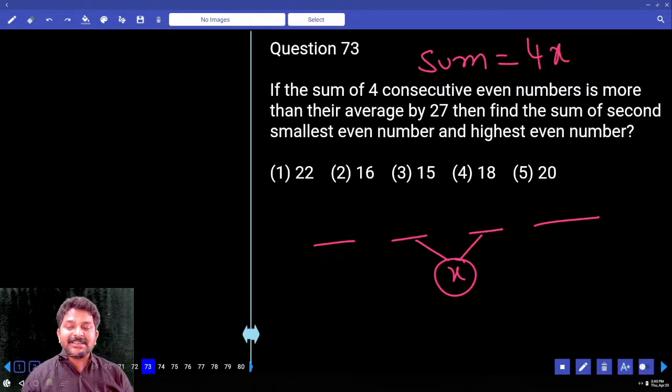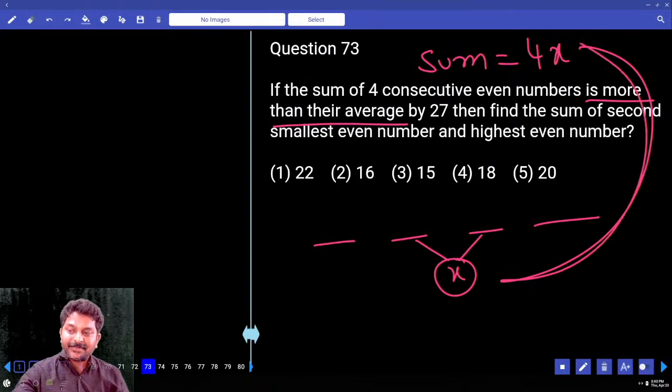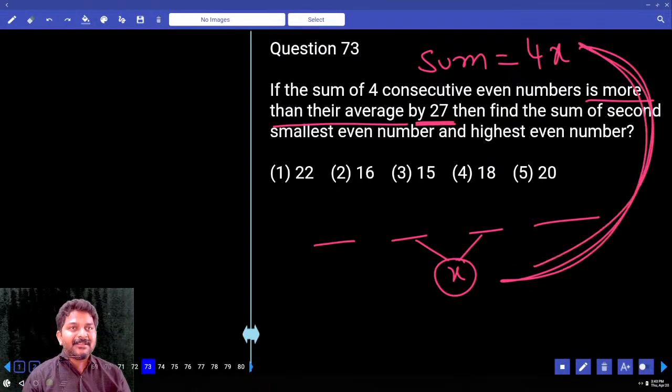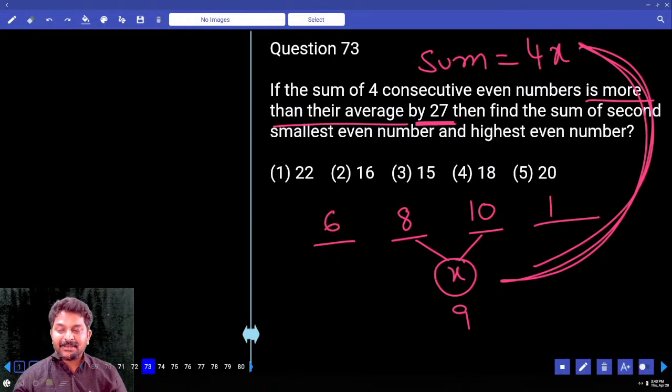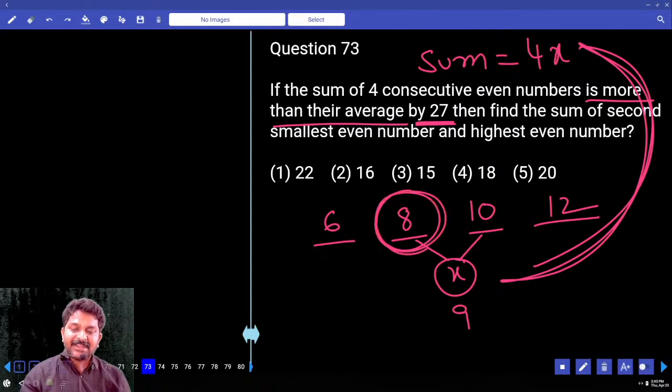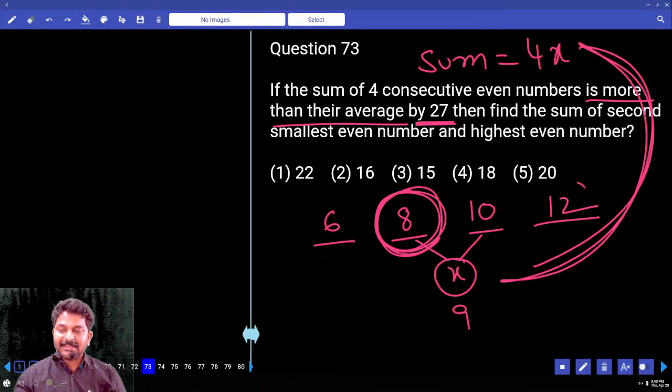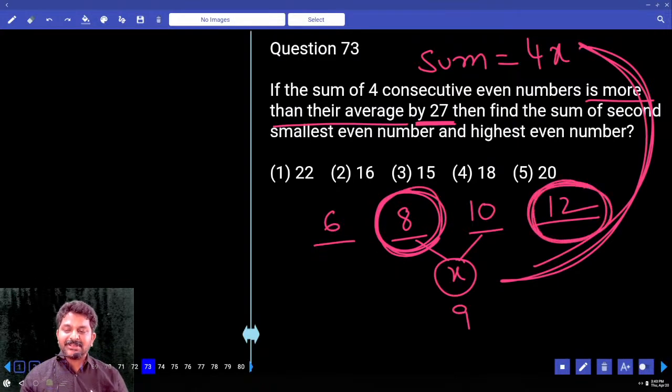Now read the first statement. The sum of 4 consecutive numbers, 4x, is more than their average, x. What is the difference between 4x and x? They mentioned it as 27 only. Then x is equal to 9, which is in between the second and third even number. Can you write this number as 8? Next number, least number, largest number, all the numbers are there. The question is about the second smallest even number, which is 8, and the highest even number, that is 12. Sum of these two numbers is 20. Over.